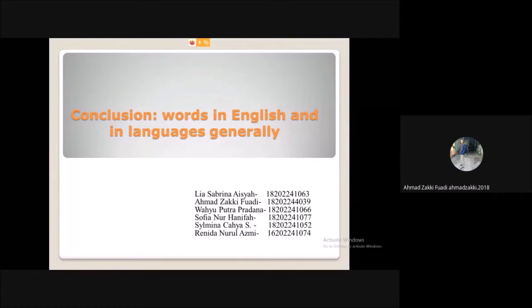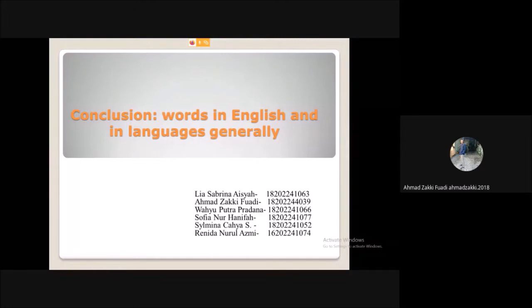Here we from the last group will present you one of the topics of morphology. Can you read in the slides? It's about conclusion, word in English and in language generally.